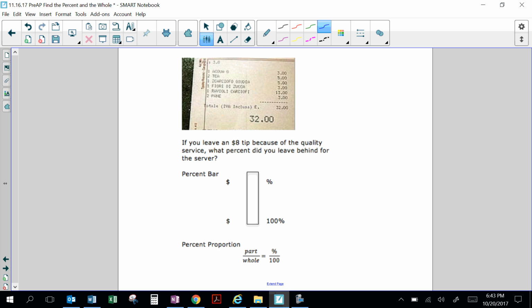Part over whole equals percent over 100. So I went to a restaurant and I spent $32. That's the total bill. I leave an $8 tip, which is part of what I left behind. What percent did I leave behind? What's the relationship between 32 to 8? Divide by 4. Divide by 4. 100 divided by 4 is 25%. So I left 1/4. I am a very generous person, as you can tell.